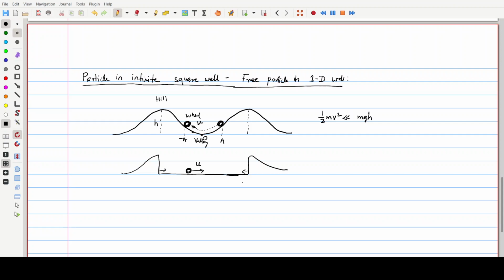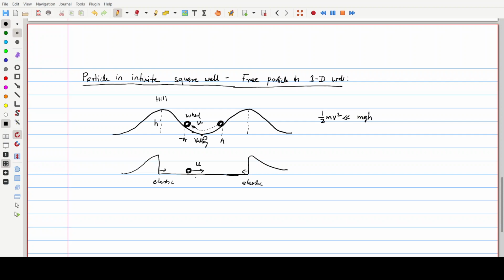Suppose this collision is elastic. If both collisions are elastic, then the kinetic energy of this wheel will remain the same. So it will move with the same speed over and over again between these two barriers forever, in the absence of any kind of dissipative force. In the earlier case, it was an oscillation, and that oscillation is simple harmonic oscillation. Now this is again an oscillation.